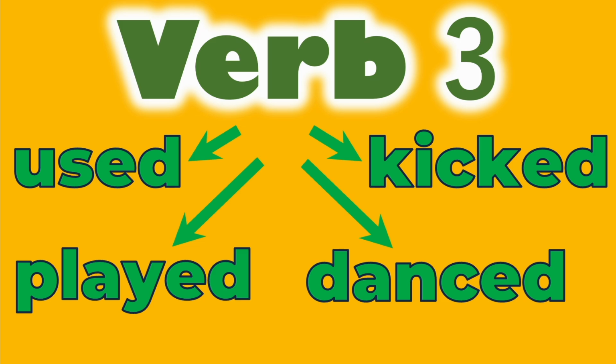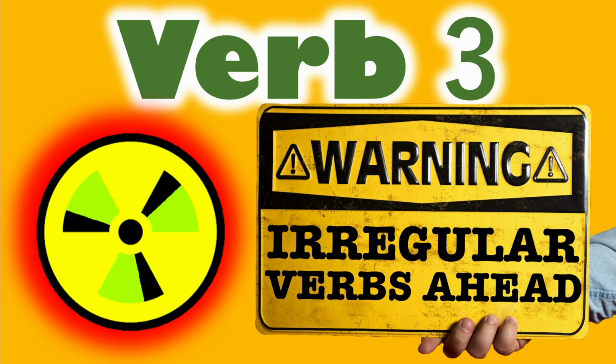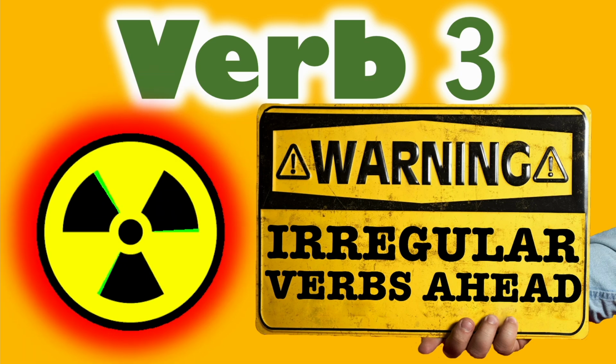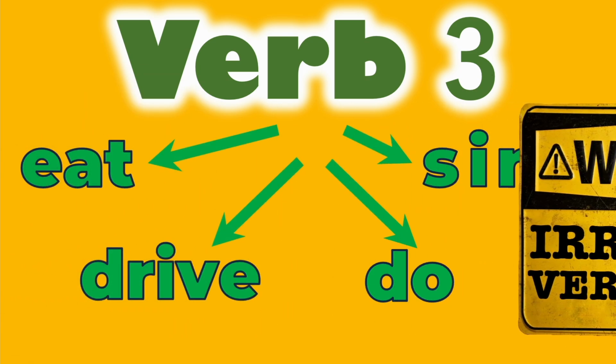So verb 3 is a twin of verb 2. It uses ed. But be careful. Be careful. There's always some danger in English. We have a lot of irregular verbs, okay? You have to be ready for crazy English, crazy verb forms. Sometimes verb 3 is crazy. Let's see some crazy examples.